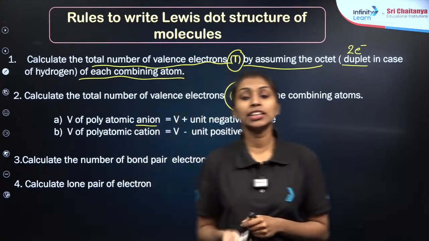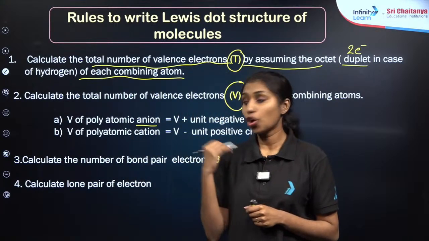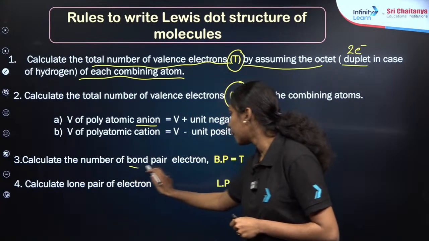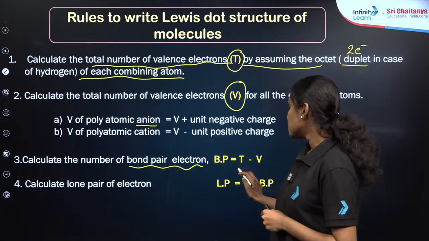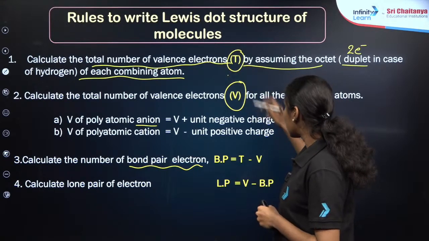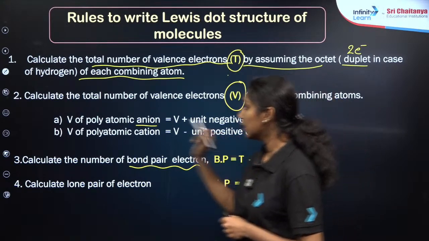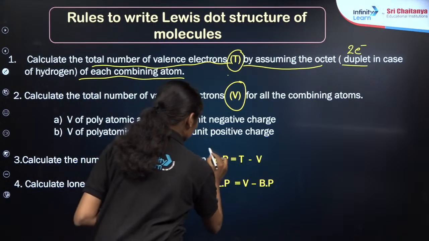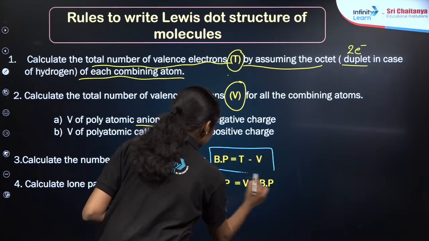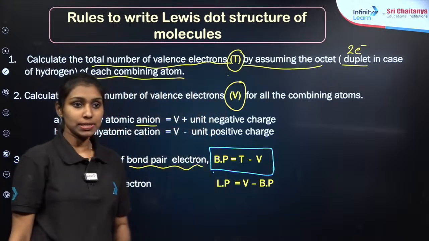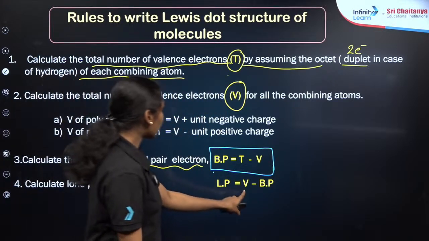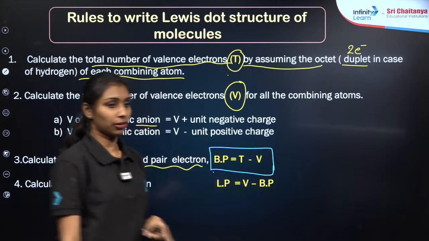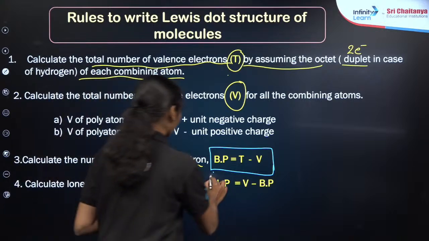Then, after finding the total number of valence electrons, we are going to find the total number of bond pair electrons, which is equal to T minus V. T minus V will be the calculation of bond pair electrons. Then the final step, you have to find the lone pair electrons by taking the difference between the total number of valence electrons minus bond pair electrons. Clear?